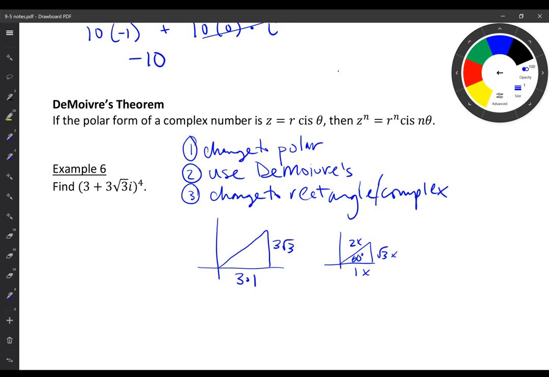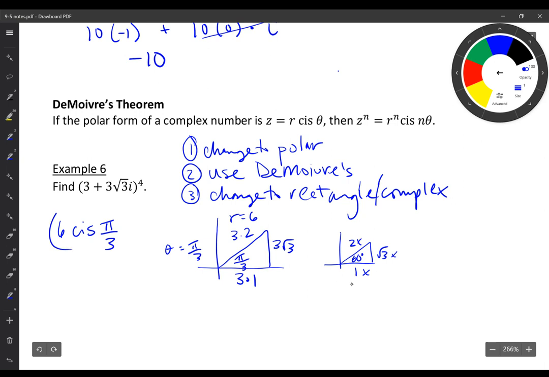So I know that my third side is going to be 3 times 2, and that this angle inside is going to be pi over 3, or 60 degrees. So then right away, I have the polar form. My radius is 6, and my theta is pi over 3. And so I can write 6 cis pi over 3, and then this is all raised to the 4th power. So I changed to polar. Now I'm going to use DeMoivre's.